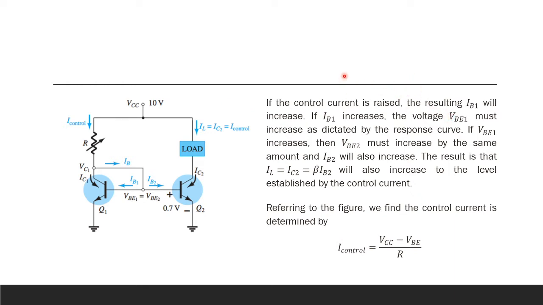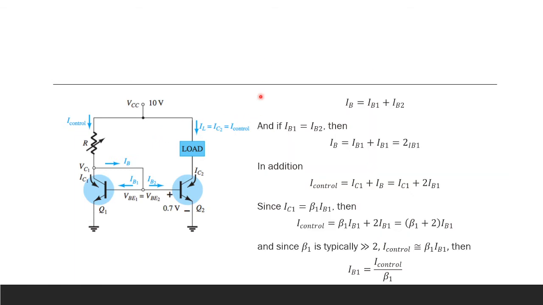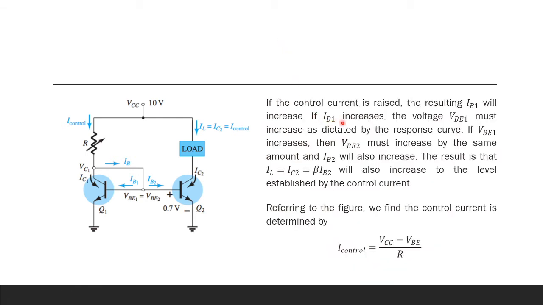So, did you get it? How do we control the value of the I-control? Let's say, for example, you lower the resistance here. Our current can then increase. Now, when our current increases, your IB1 will also increase, as this equation is telling us. If you raise the I-control, our IB1 will also rise. If IB1 increases, the voltage VBE1 must also increase.